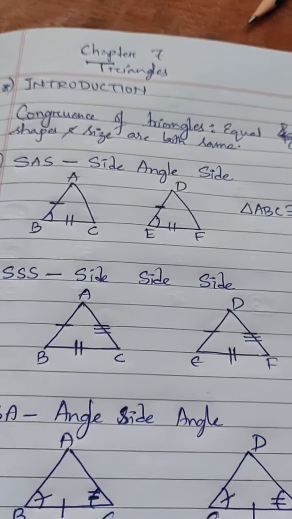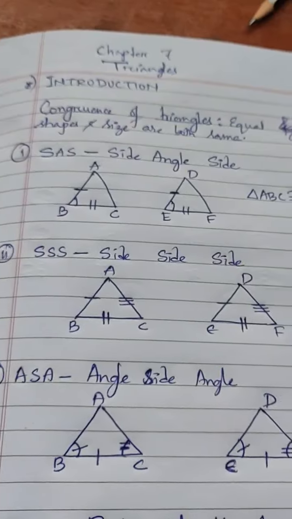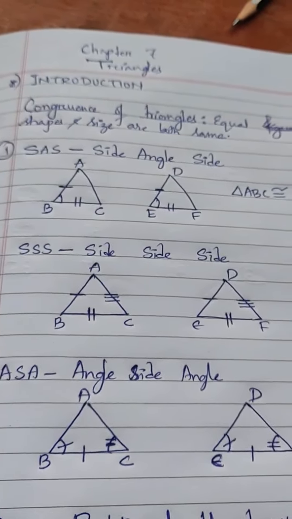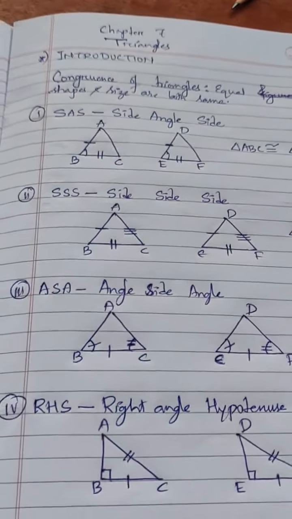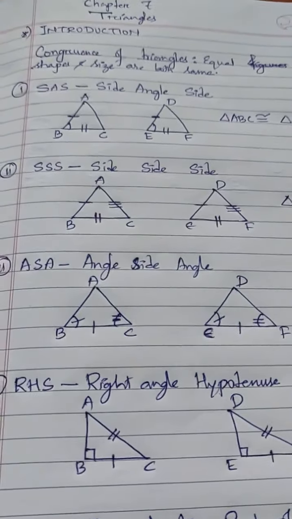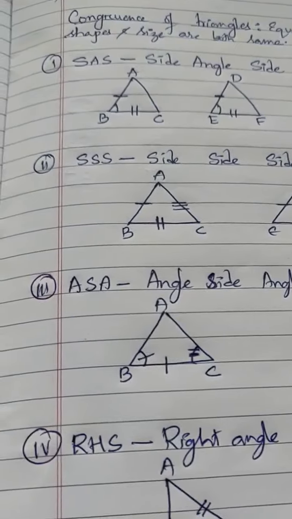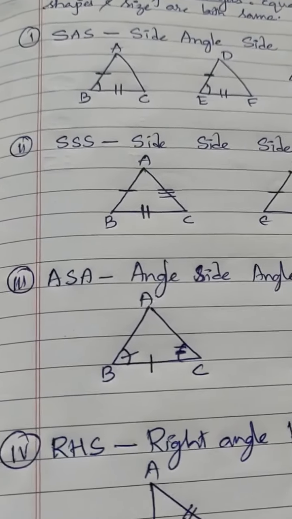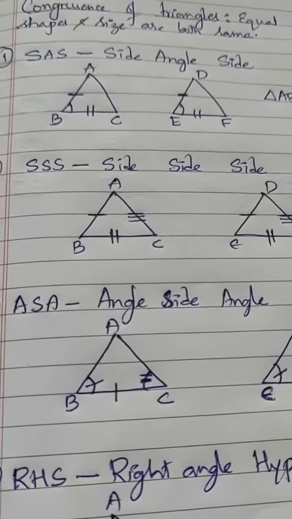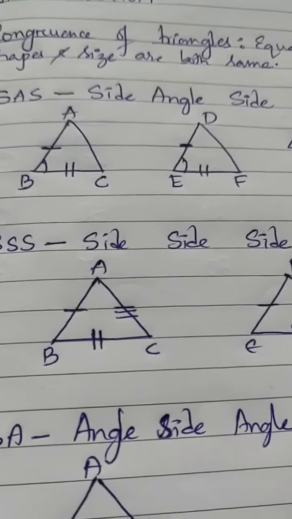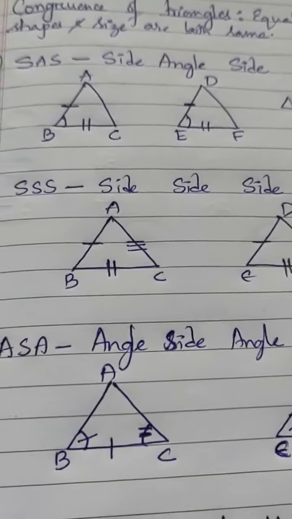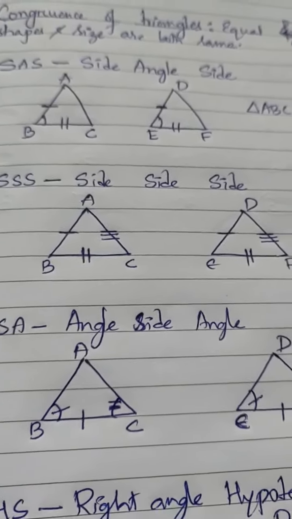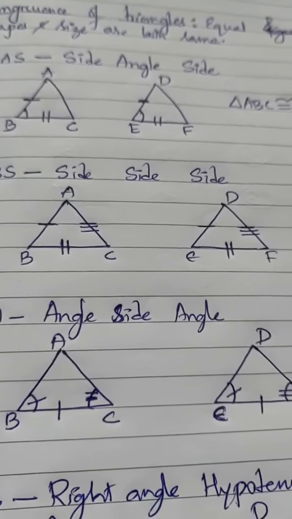But to know that two triangles are congruent, we have to understand these four conditions properly. So the first one is SAS, and SAS stands for side angle side, as you can see here. So in this chapter, in every question you will get two triangles.